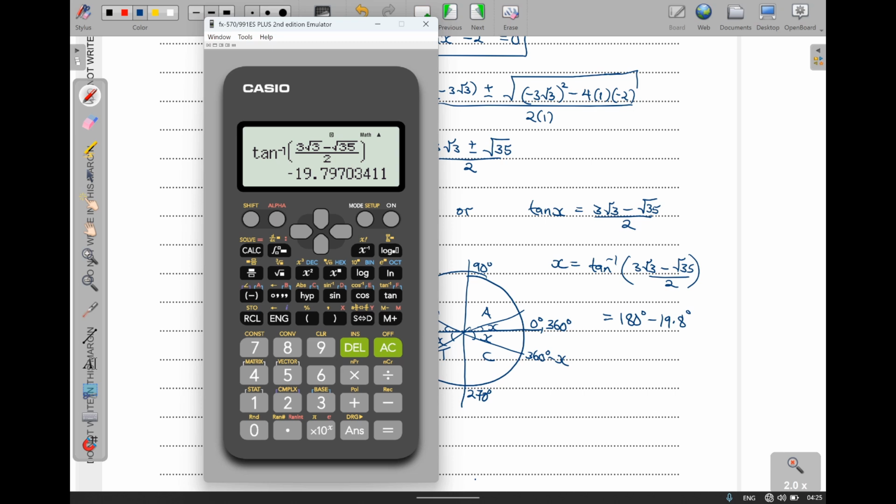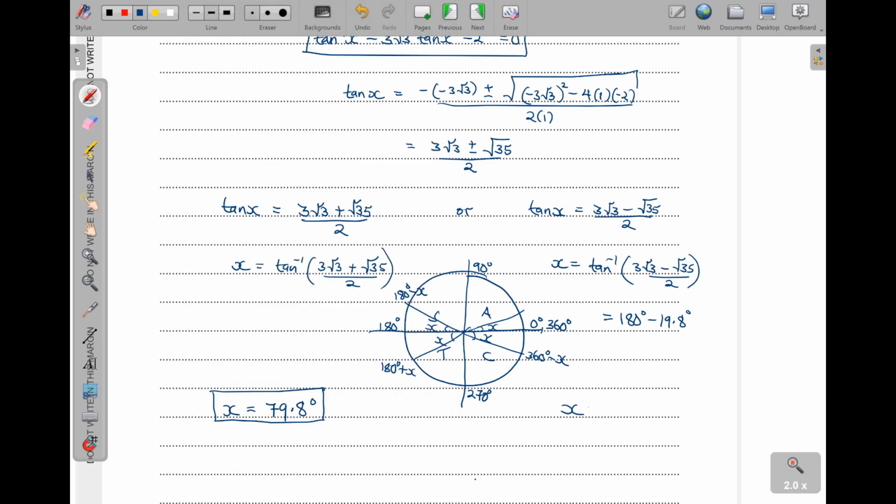Since this one is a negative, I will just come here and say 180. Now when I put minus, already the other one is a minus, it will add up. So I will just say plus because already the other one is a negative. So I will get 160.2. So meaning another value of x is 160.2. All of these are to 1 decimal place.